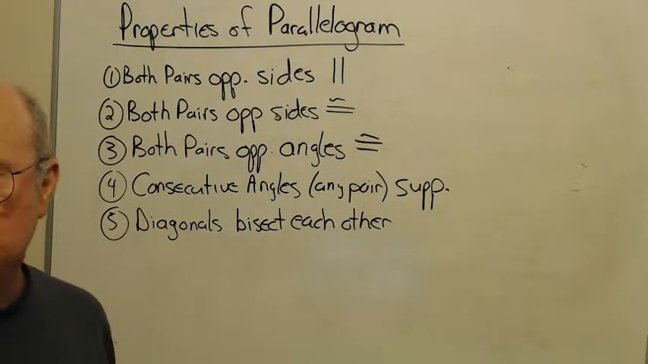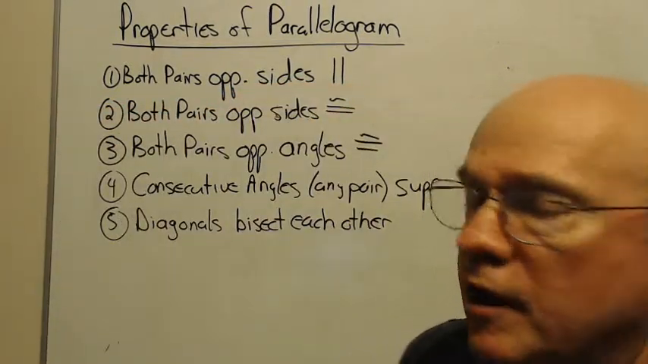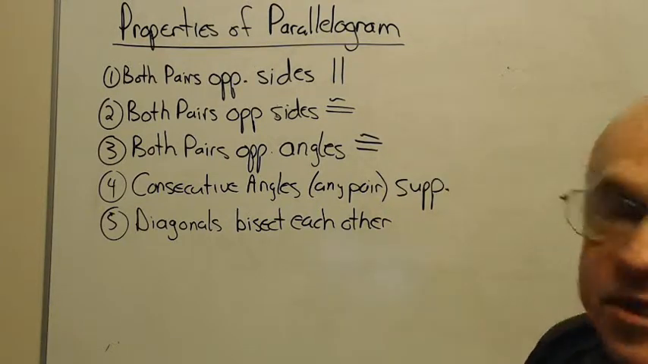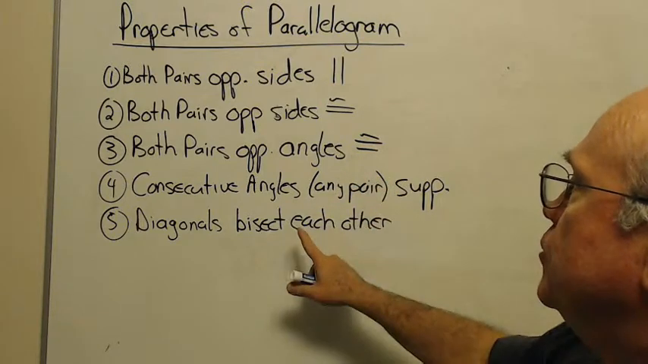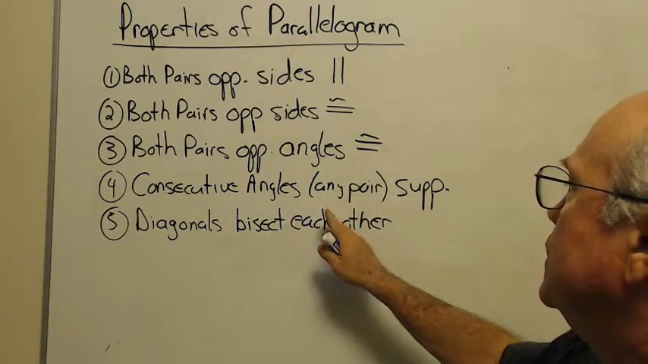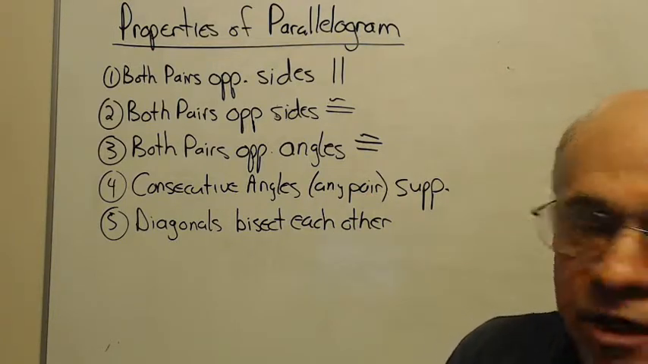Okay, from our last video, we know that there are 5 properties of a parallelogram. Both pairs of opposite sides parallel, both pairs of opposite sides congruent, both pairs of opposite angles congruent, consecutive angles, and this means any pair of consecutive angles are supplementary, and diagonals bisect each other.